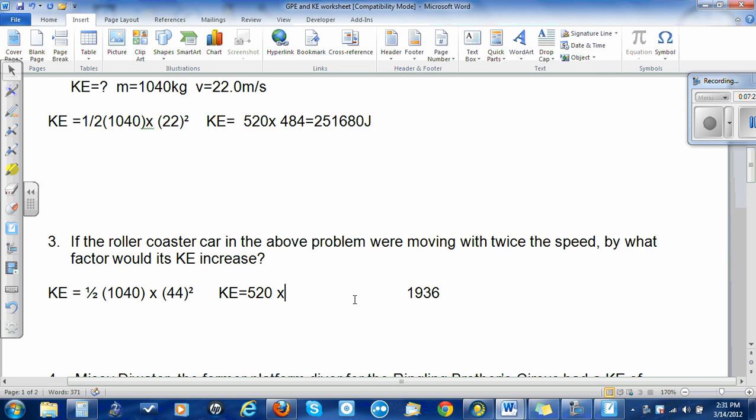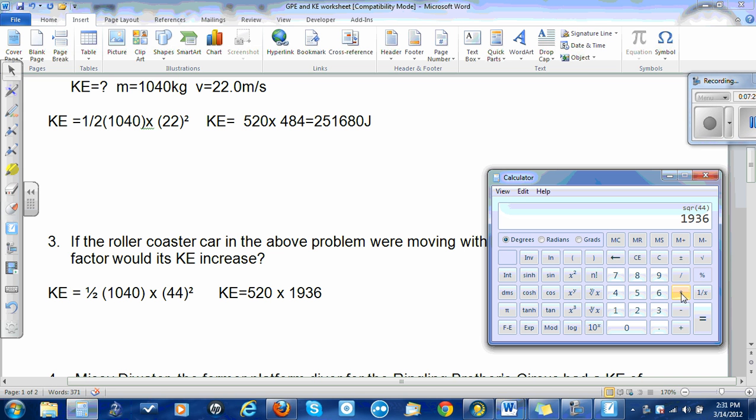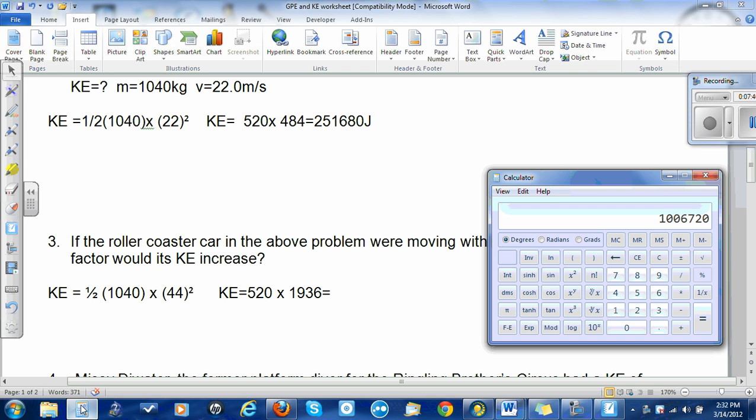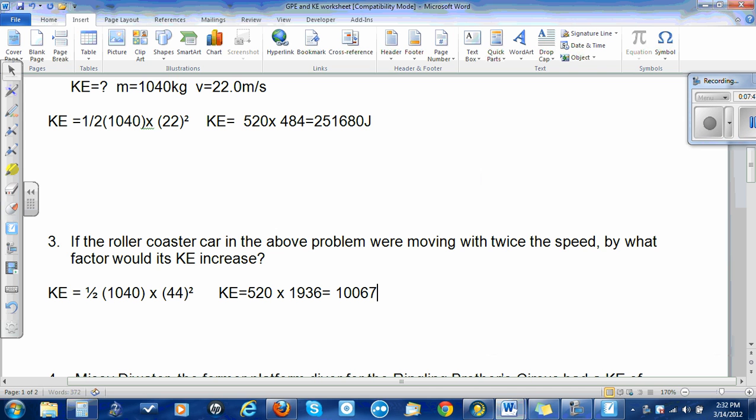Take half of M, which is 520, so KE equals 520 times 1936, which equals 1,006,720. First I better put my units in here, don't forget your units. So we have 1,006,720 joules, and the first problem was 251,680 joules.